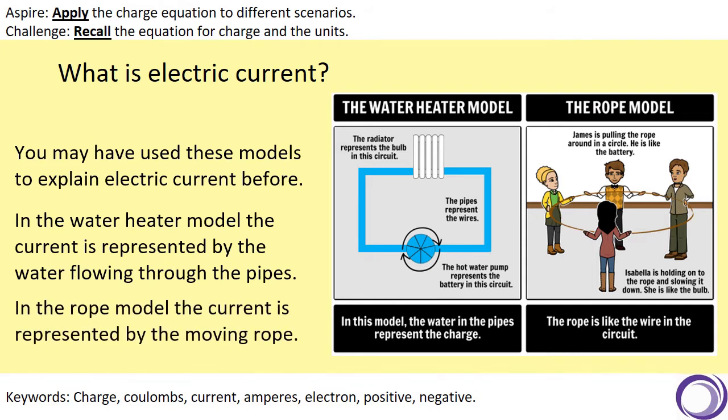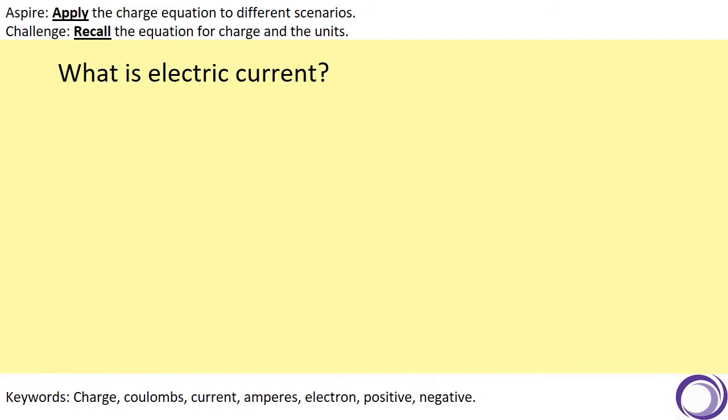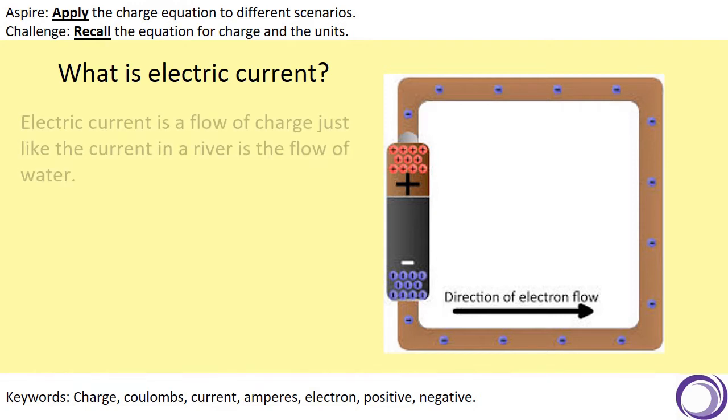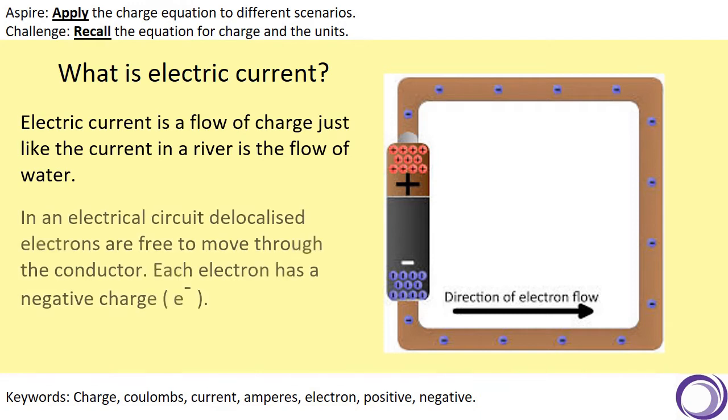In the rope model, the current is represented by the rope that's moving, so a flow of rope this time is the current. What's really going on inside a circuit is electrons are moving around a circuit. So electric current is like a flow of charge, just like the current in a river is the flow of the water as it's moving.